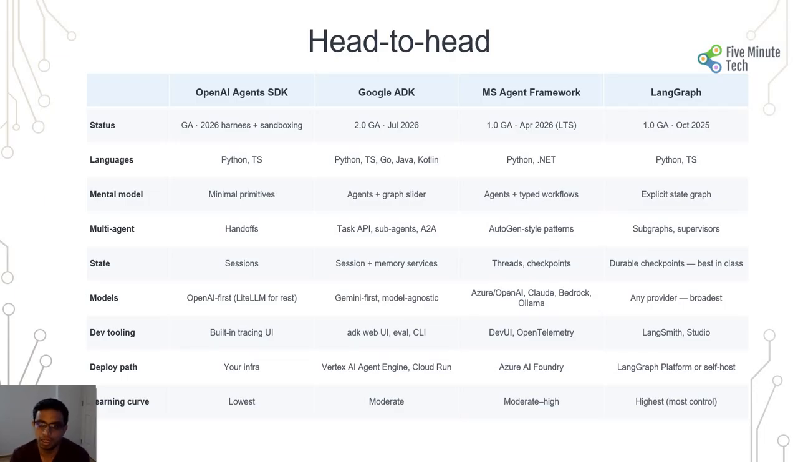Learning curve is lowest in OpenAI because it's very much based on the tooling. Google ADK, it is a little moderate. MS Agent is moderate to high, whereas LangGraph, it is the highest. You need the most control in LangGraph.